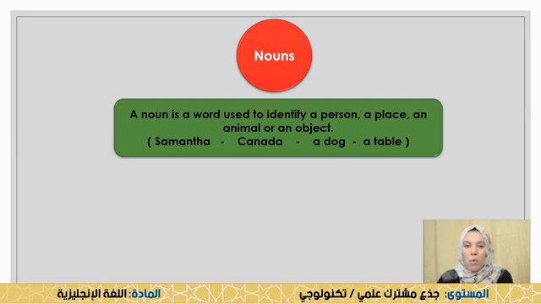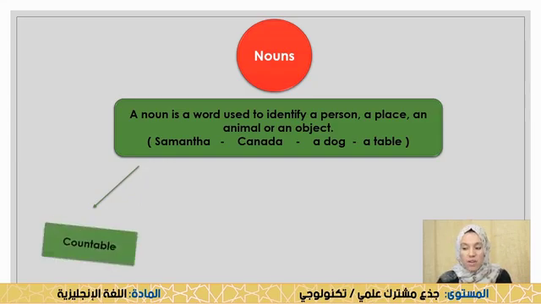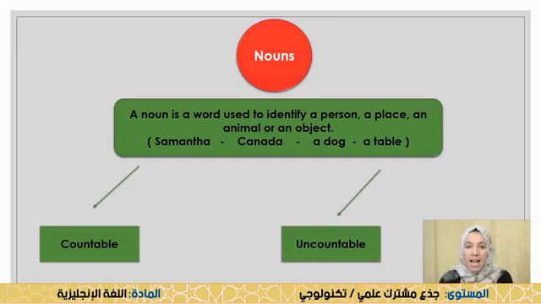Now, in general, if we want to be talking about nouns, we can say that nouns are divided into two main types. First, we've got countable nouns. So the first category of nouns in English is countable nouns. The second one is uncountable nouns. So now we're going to try to see what are countable nouns and what are uncountable nouns and how can we differentiate between the two. How can I know that this noun is countable or uncountable? Okay, so stay tuned and let's go together.